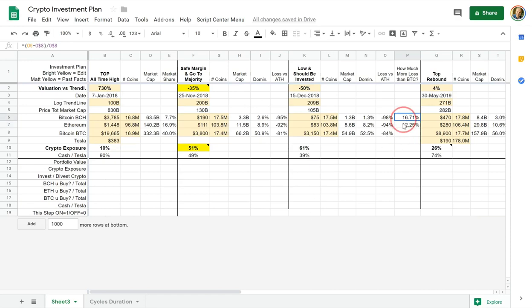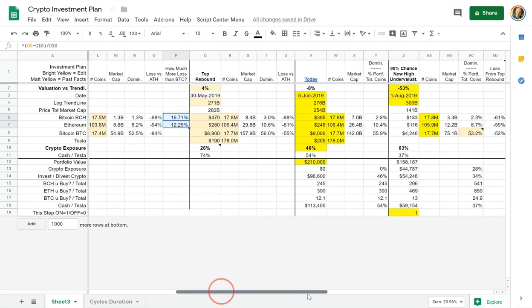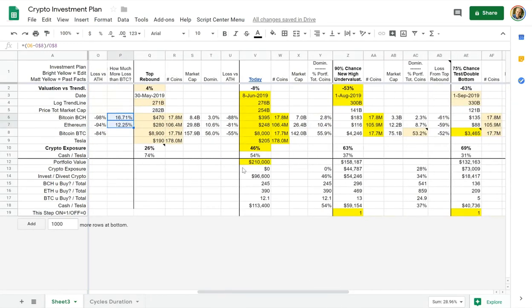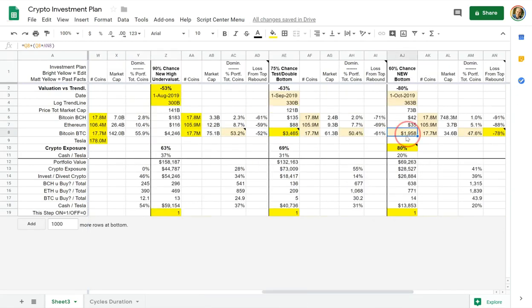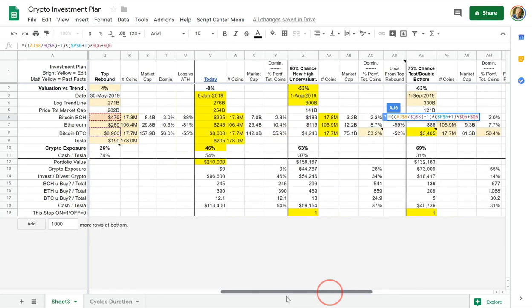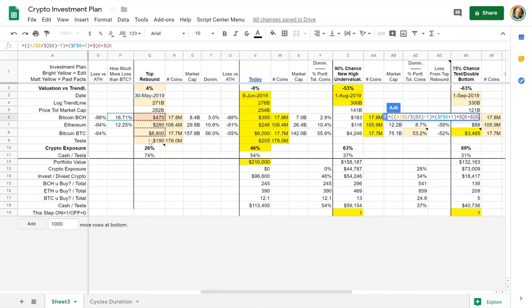And I use these same numbers to come to an idea of how much the prices of BCH and Ethereum will be. If Bitcoin corrects to, say, this price here, then if you just add 16% more, BCH will likely go to this price. And these values, you can always see in the formula, are counted from the intermediate top that we've seen here, the top of the rebound. These prices are used to calculate that.